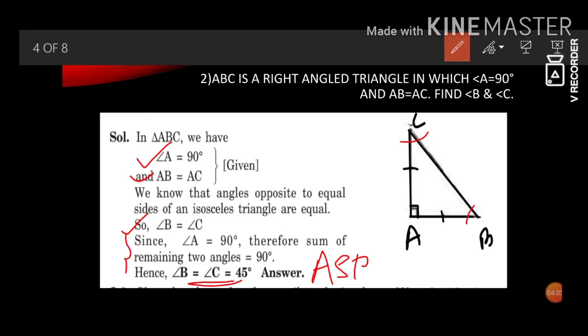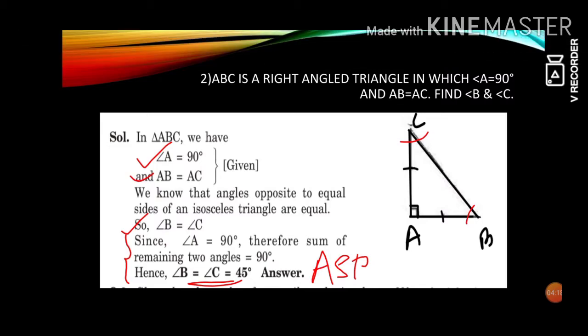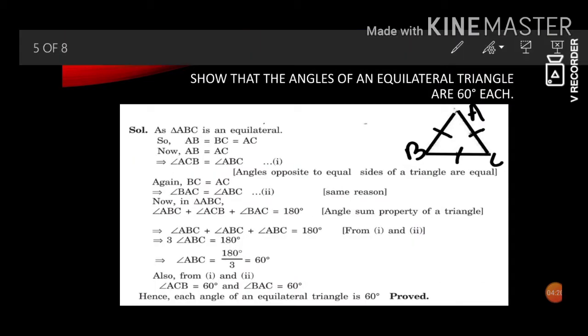Instead of stating it like this, we can also use angle A plus angle B plus angle C is equal to 180 degrees, and from there we can find that angle B and angle C are both equal and they are 45 degrees each. Next is question number 3.